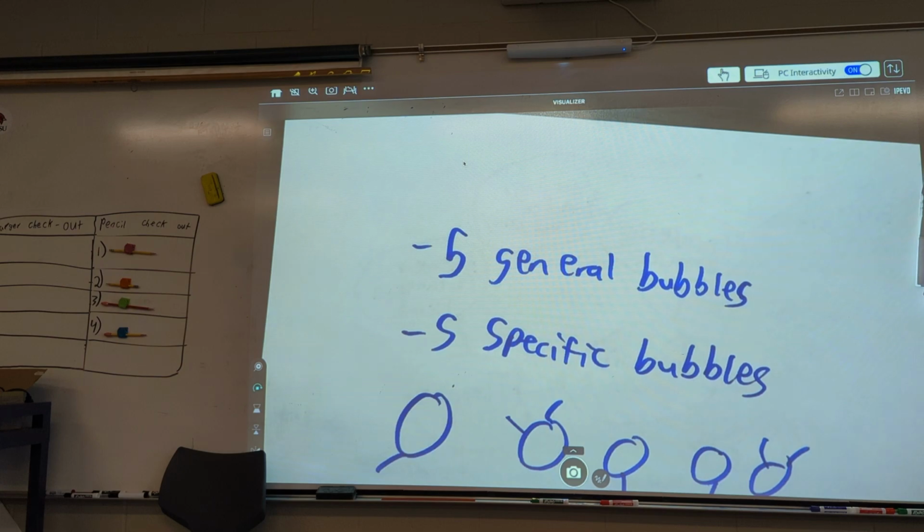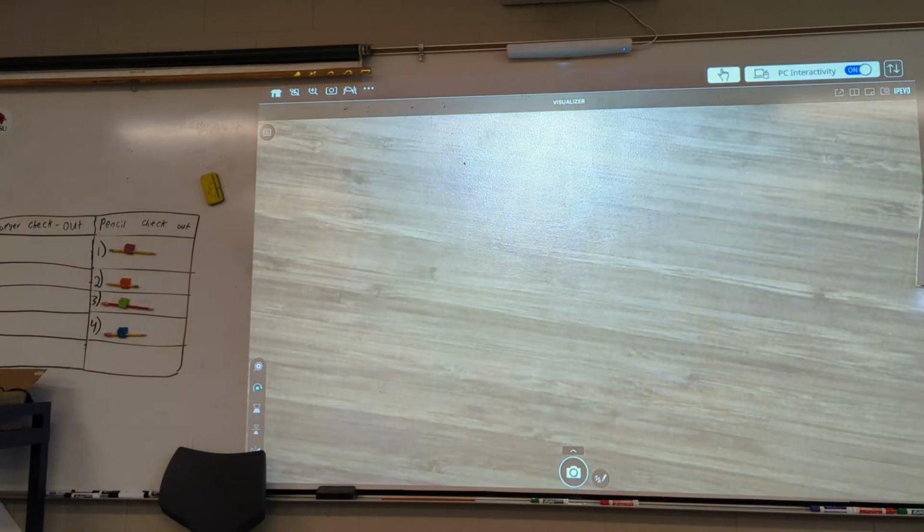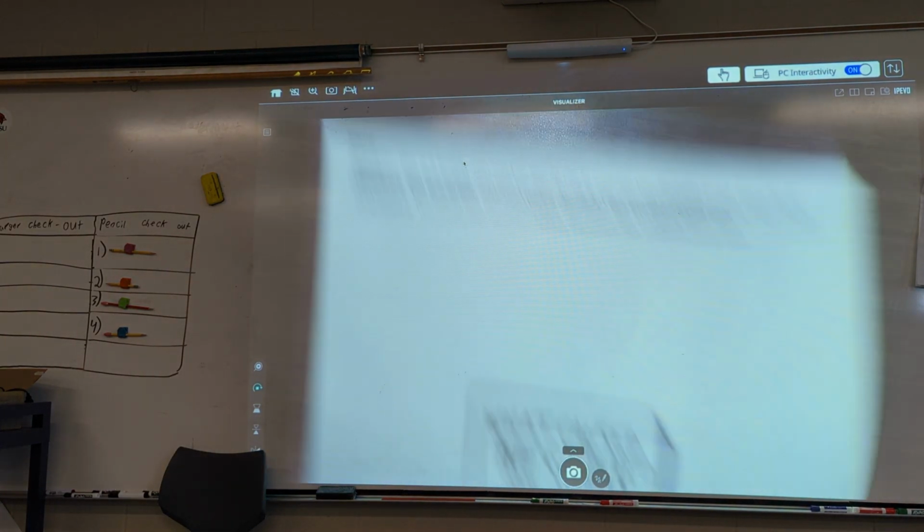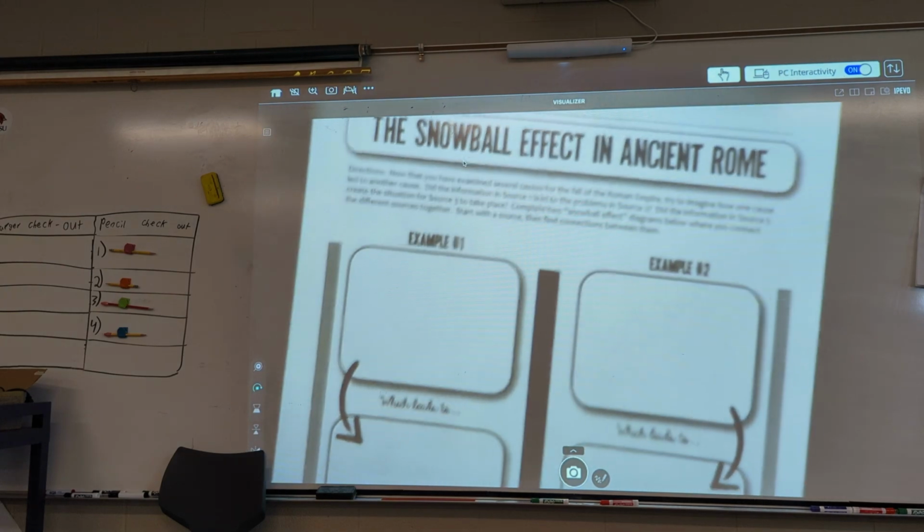Of course, there's definitely room to find more than five. I set this minimum to make sure that people put effort into it, but if you find more, you're encouraged to put more. I've already had somebody find as many as seven category bubbles. And then once you're done with this side, you're going to go over to this side.